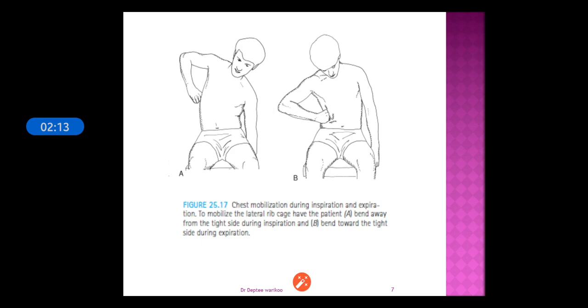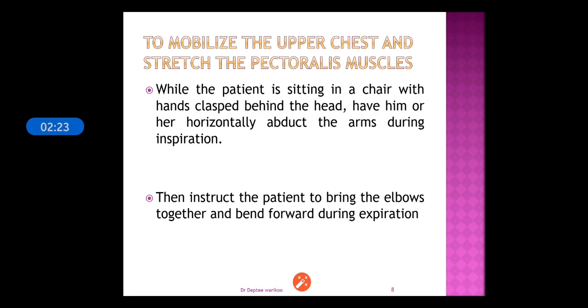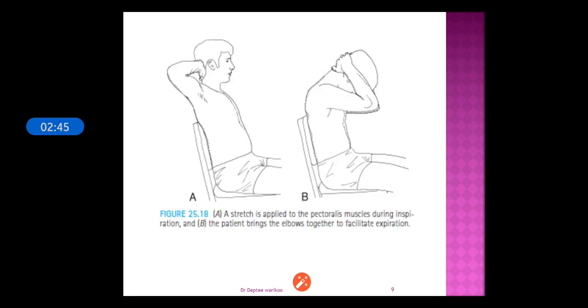Here you can see the chest mobilization during inspiration and expiration. This is used to mobilize the lateral rib cage. Next is to mobilize the upper chest and stretch the pectoralis muscles. While the patient is in a sitting position in a chair with hands clasped behind the head, have him or her horizontally adduct the arms during inspiration. Then instruct him or her to bring the elbows together and bend forward during expiration. Like this, the butterfly breathing we call it.